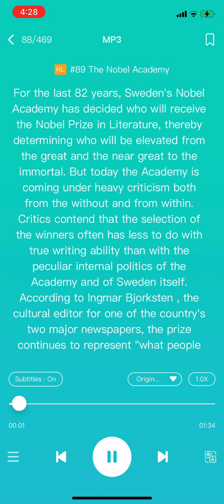For the last 82 years, Sweden's Nobel Academy has decided who will receive the Nobel Prize in Literature, thereby determining who will be elevated from the great and the near great to the immortal. But today the Academy is coming under heavy criticism, both from without and from within. Critics contend that the selection of the winners often has less to do with true writing ability than with the peculiar internal politics of the Academy and of Sweden itself.